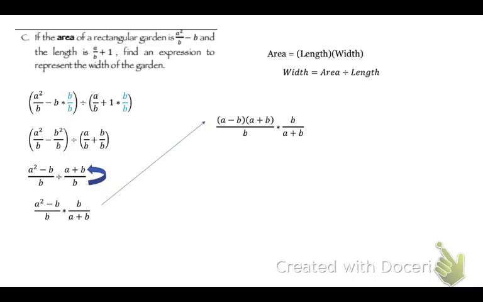So then that factors to a minus b, a plus b. See, I just didn't leave the squared there. So that should have been b squared. So that a minus b doesn't cancel. A plus b's cancel. B's cancel. So I'm just left with a minus b, which means that the width is a minus b.